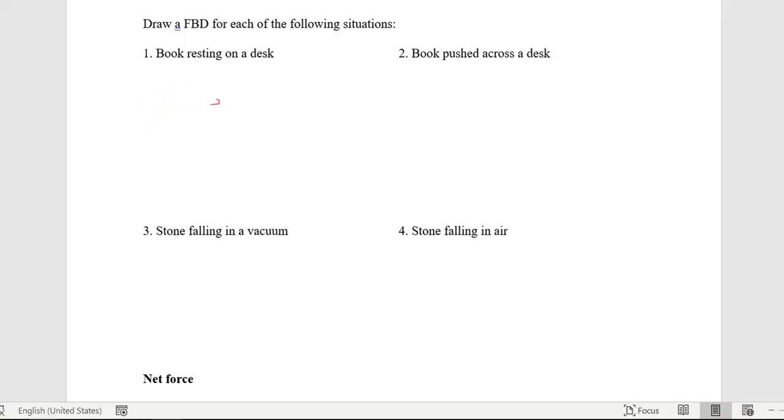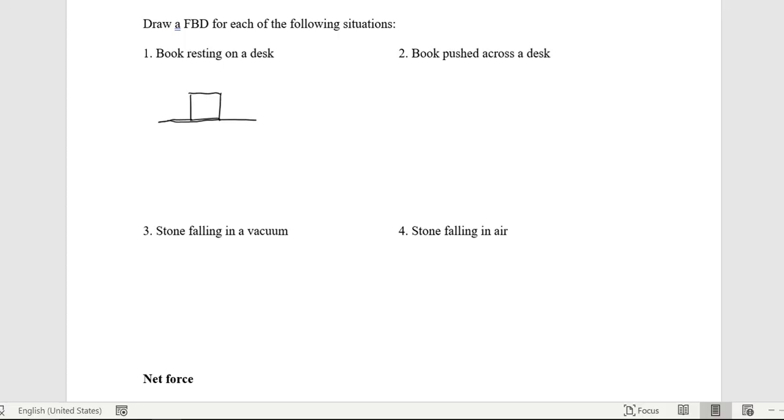So instead of doing this, we say, here's the book. It's a box. All of our objects are a box. In fact, once you get to university, they don't even bother drawing a box. They'll just draw a dot and say all the objects are a dot. But let's draw a box because it's easier to look at our forces. The desk I will draw as a flat surface.